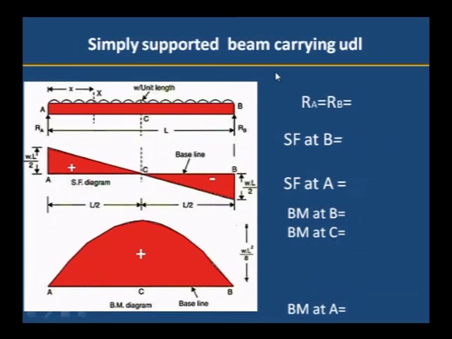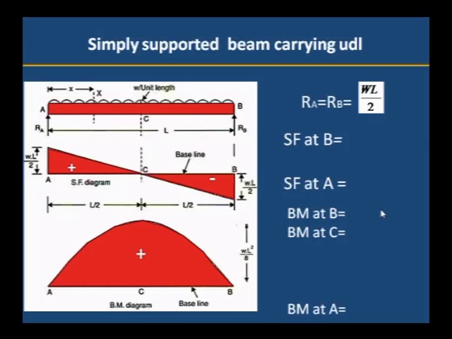Next, simply supported beam carrying a uniformly distributed load. In this case, we are considering A and B as supports, and it is carrying a uniformly distributed load over the entire span. To calculate RA and RB, what is the total load acting? W is the load into distance L, WL is the total load acting. Since it is symmetrically loaded, we can divide the total load by 2, W into L divided by 2, and we will get RA as WL by 2, and RB also WL by 2. RA carries half of the total load and RB carries half of the total load.